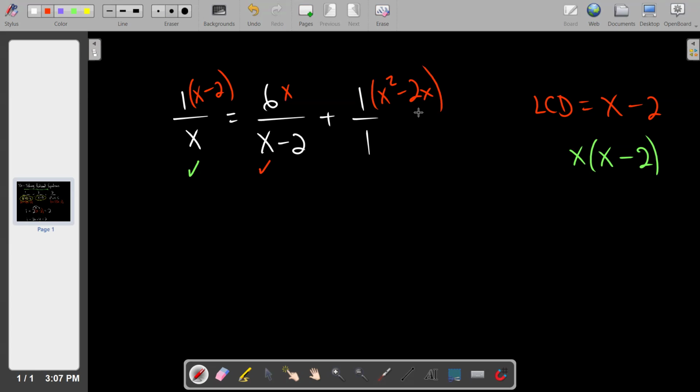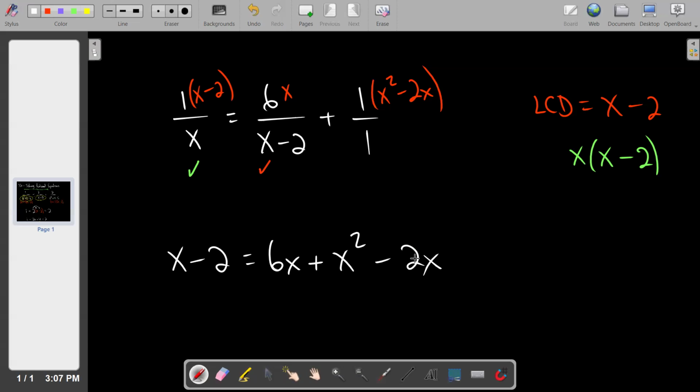So are we all on board with the fact that the bottoms now match? I didn't show it, but we get that the tops happen because the bottoms happened, right? So at this point, the bottoms no longer matter, and I'm going to create an equation, and it's going to say x minus 2 equals 6x plus x squared minus 2x. Bottoms are gone.